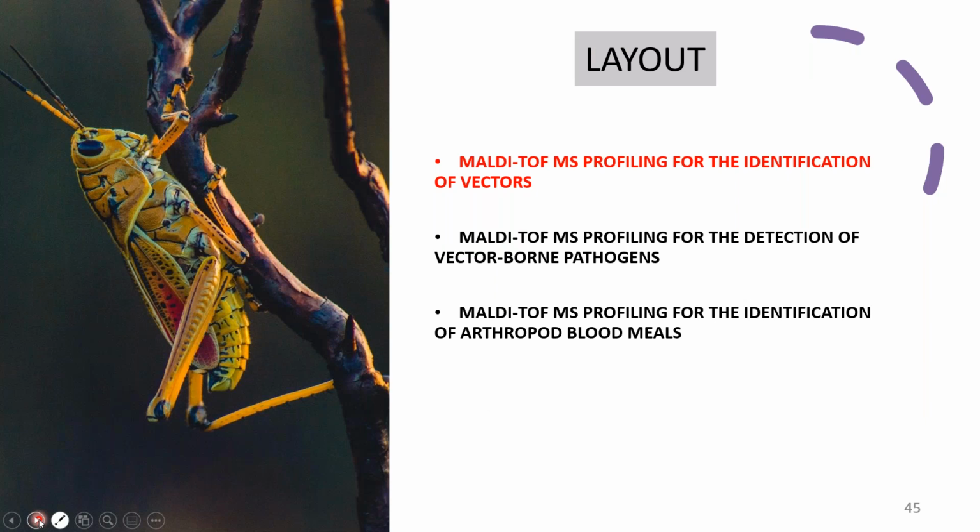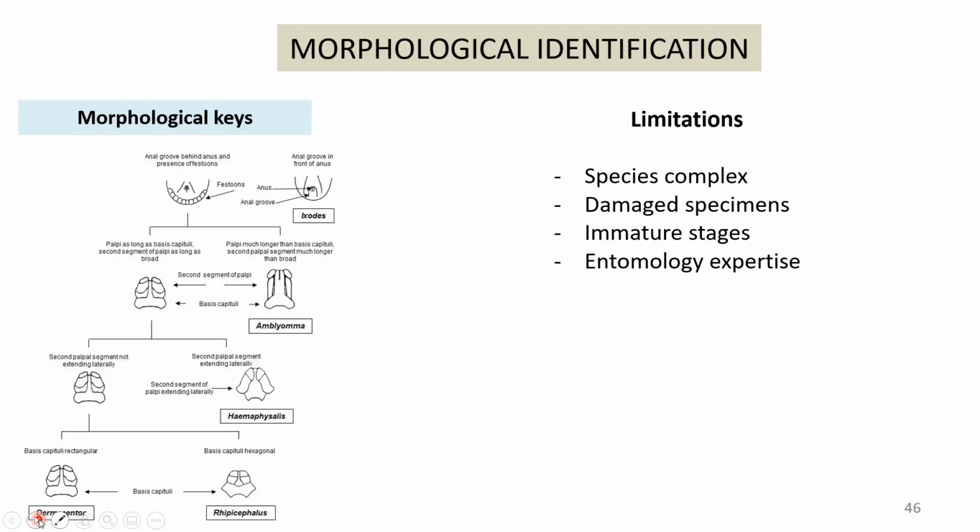So let's start with the identification of vectors. We all, of course, have tools to identify insects. One of the main ones, the gold standard, is morphological identification. You use supporting documents that we call morphological keys, and you look at specific criteria that will allow you to narrow down what you're seeing to one single species.